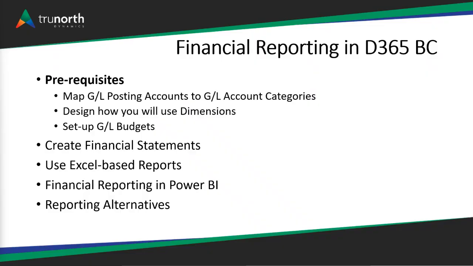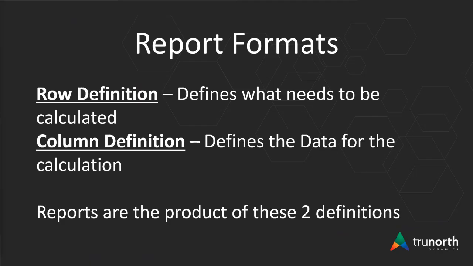So taking care of the prerequisites then, we've mapped the GL posting, we've done the dimensions, we've talked about setting up general ledger budgets. When you create a financial report in Business Central, what you are essentially doing is creating a report that combines a row definition and a column definition. The row definition defines what needs to be calculated. Are we looking at the balance sheet accounts? Are we looking at the income statement accounts? Maybe we're doing something that pertains to cash flow forecast. That defines what needs to be calculated in the rows.